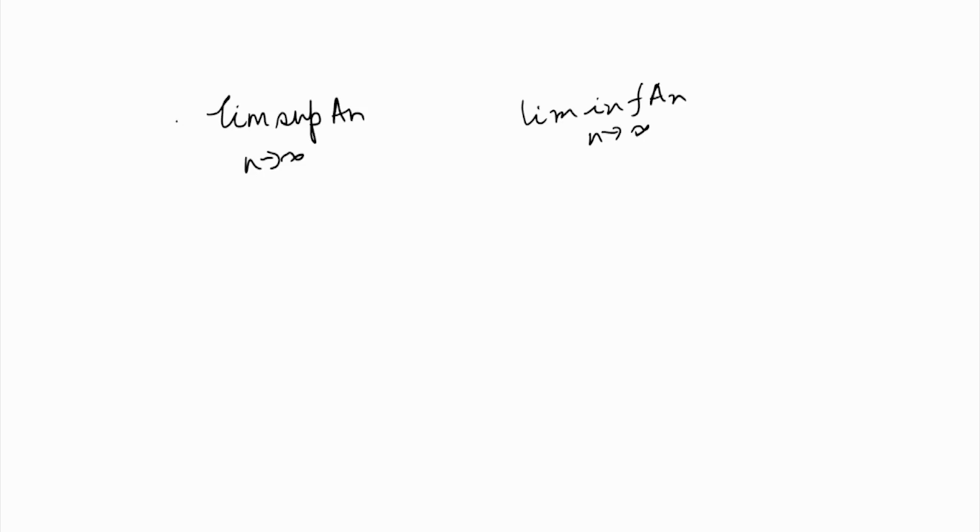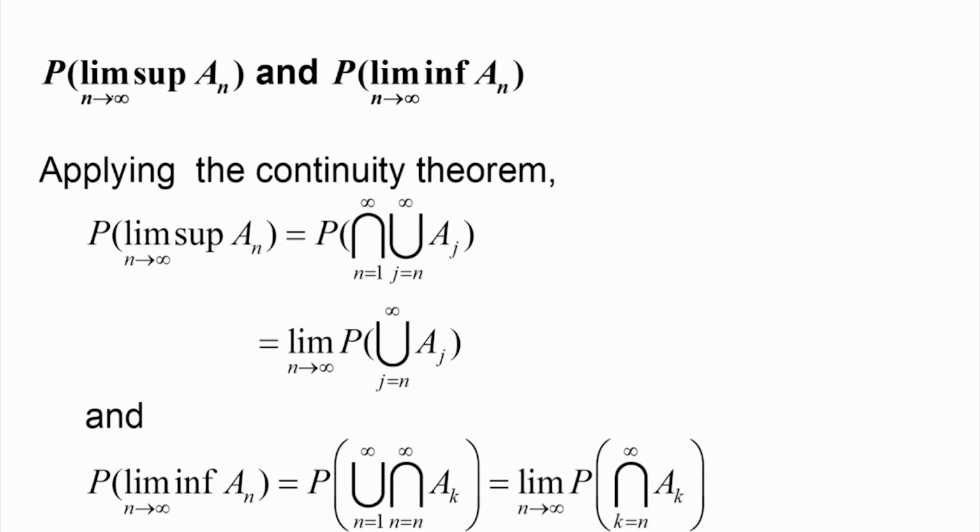How to find out the probability of these events? Because these limits are limits of some monotone sequence, we can apply the continuity theorem. So, we want to find out the probability of lim sup of A n and the probability of lim inf of A n. So, we will apply the continuity theorem.